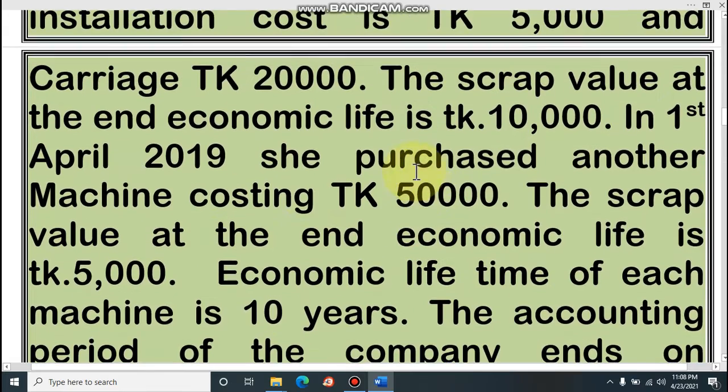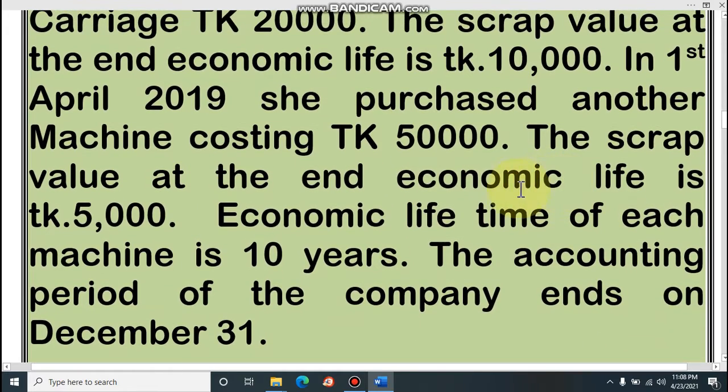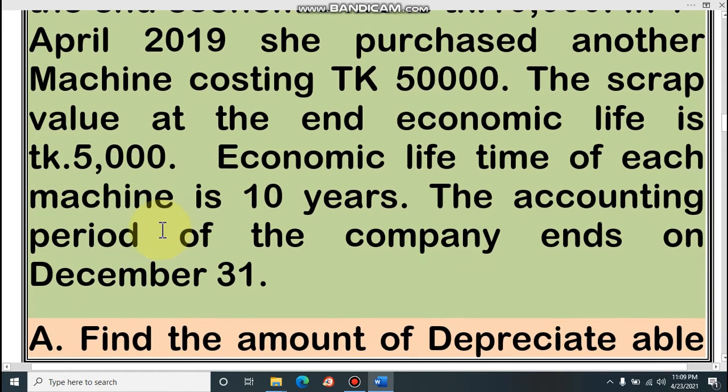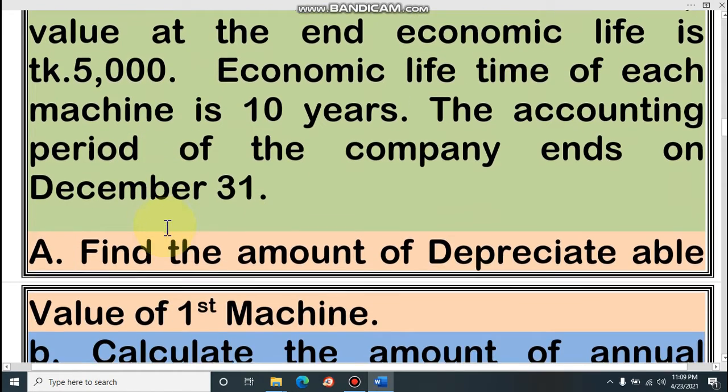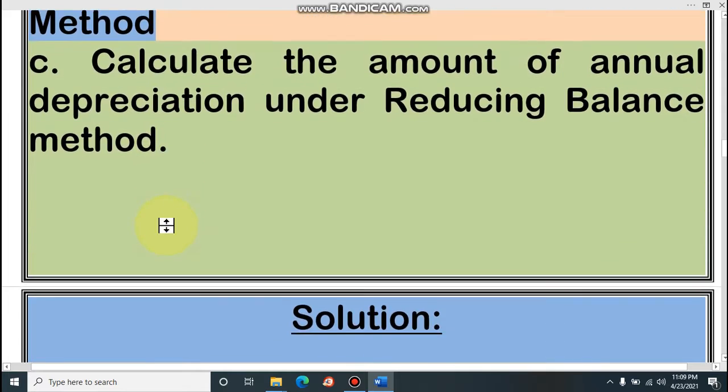In the requirement, only for the first machine we have to find the amount of depreciable value, but if it is required for the second machine, then what will be the value? Look, for the second machine they have purchased it at a cost of taka 50,000 and the scrap value is 5,000. So 50,000 minus 5,000 is 45,000. So dear student, I hope all of you understand depreciable value.